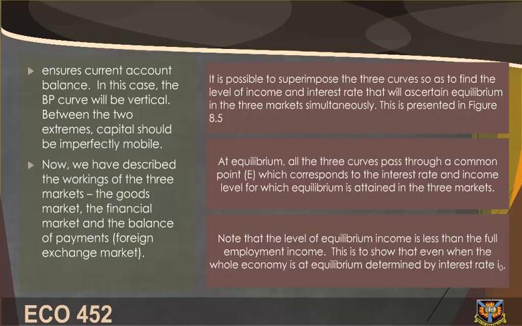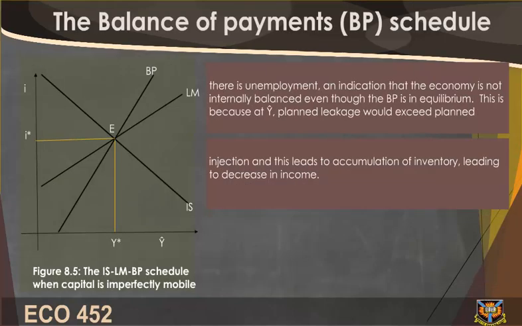Note that the level of equilibrium income is less than the full employment income. This is to show that even when the whole economy is at equilibrium, determined by interest rate and the balance of payments BP schedule, there is unemployment, an indication that the economy is not internally balanced even though the BP is in equilibrium. This is because at Y, planned leakage would exceed planned injection, and this leads to accumulation of inventory leading to decrease in income.